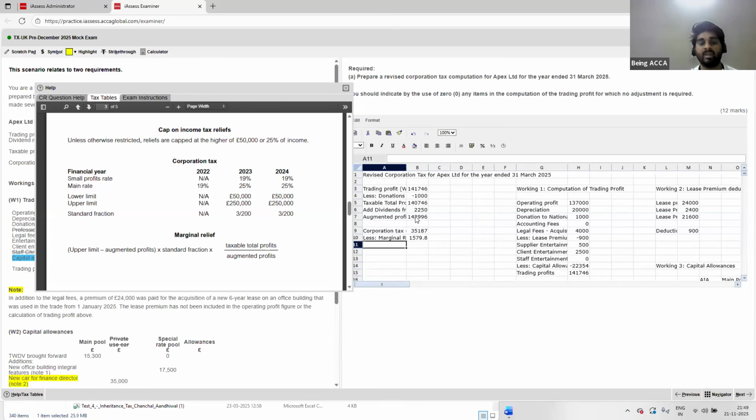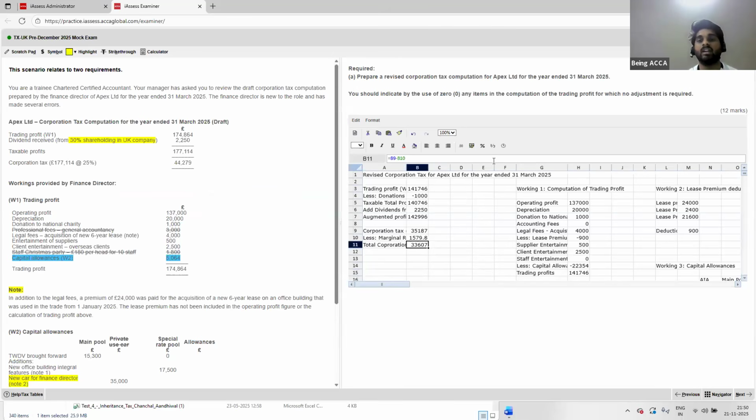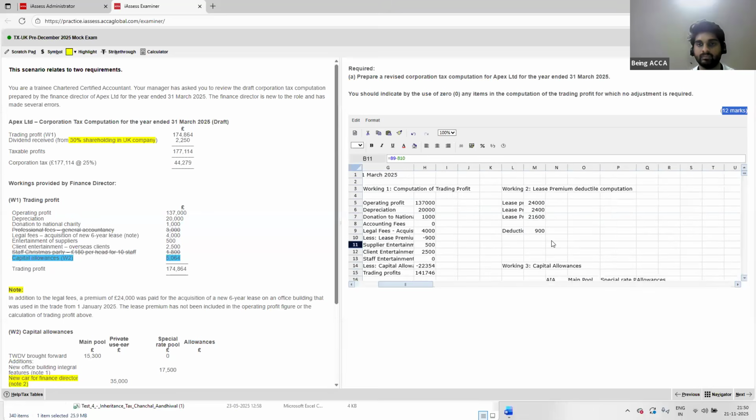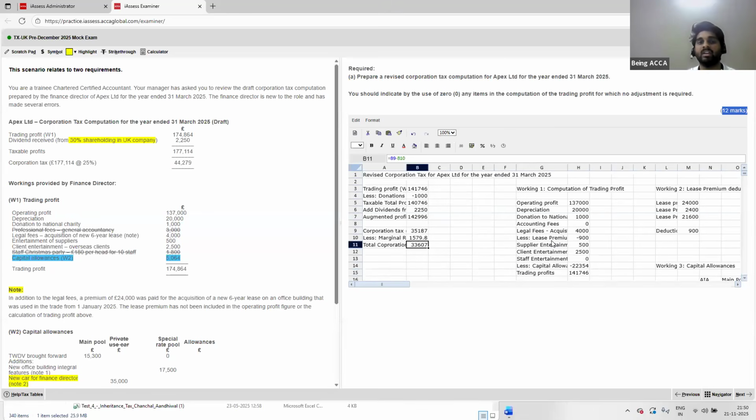All right. So the total corporation tax payable is this minus this, making it 33,607. That is how you should calculate it, and you will be getting your 12 marks from this question. This is how the computation will be. With this, we can move on to the second part of the question and the final part of the pre-December 2025 mock.